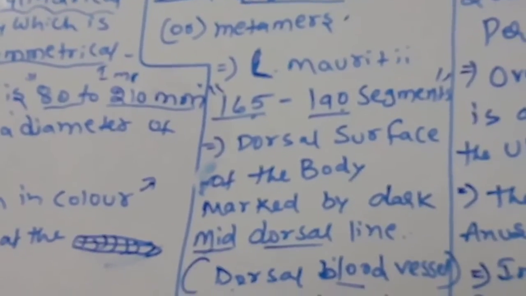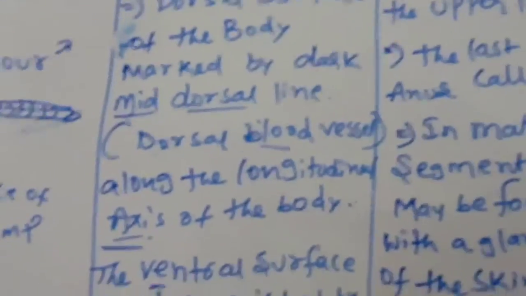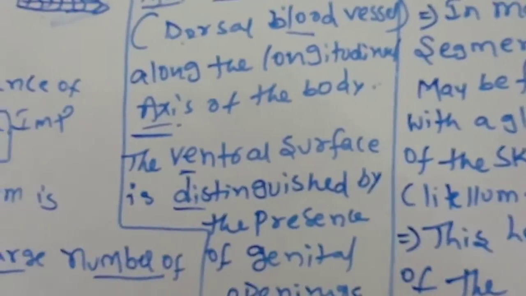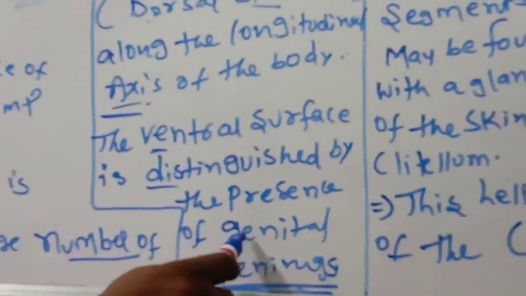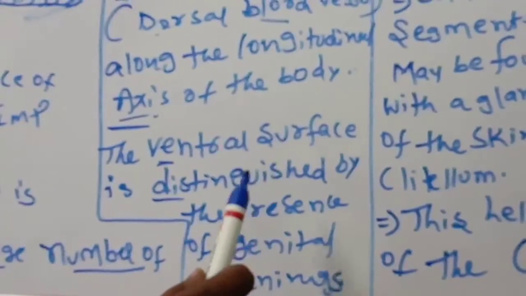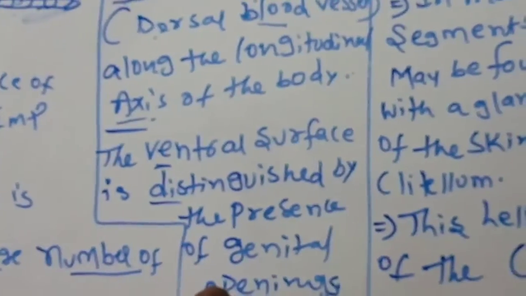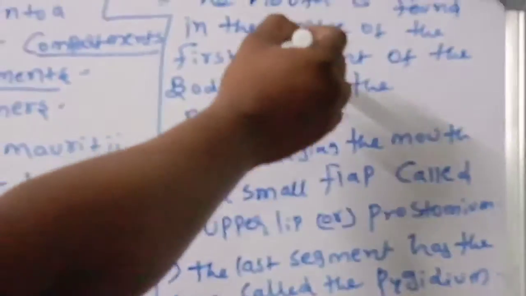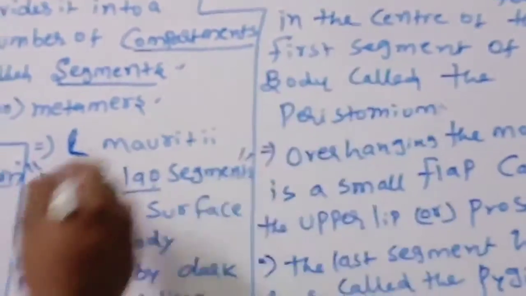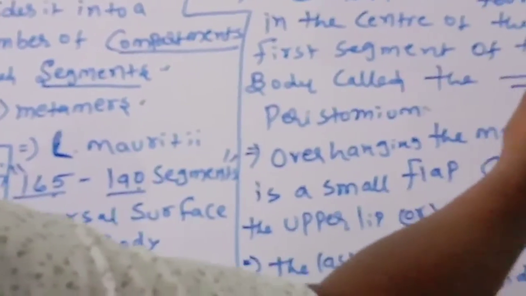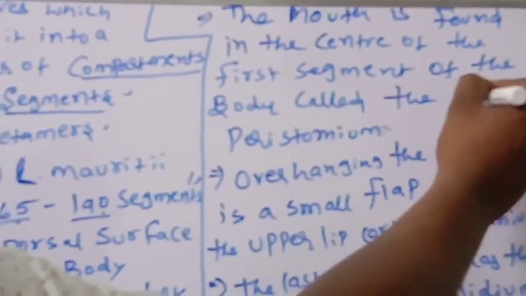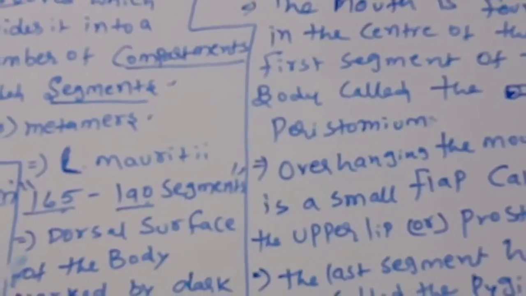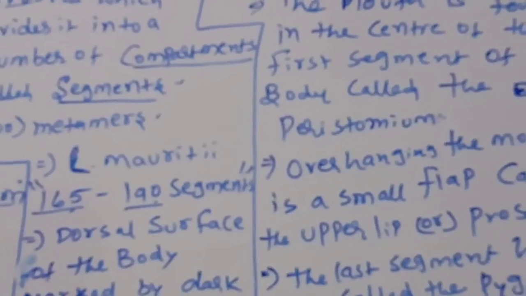The ventral lower part is distinguished by the presence of genital openings. Male genital opening and female genital openings are present on which side? Ventral. So the dorsal blood vessel will be there on the dorsal side, and ventral genital openings are there. Next, the mouth is found in the center of the first segment. If you see the earthworm like this, in this particular area, the first segment of the body, the mouth is present.